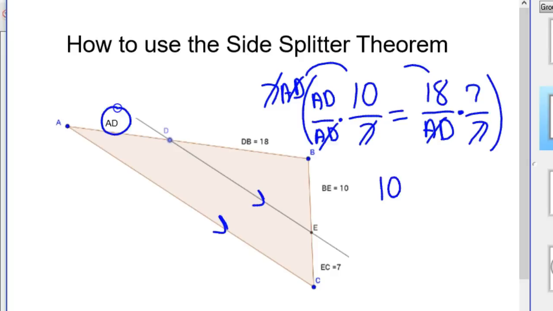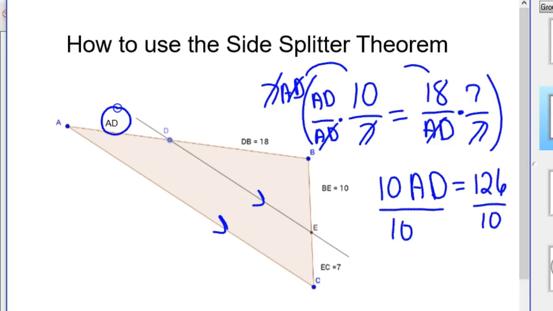So we know that 10 AD equals 18 times 7, which is 126. Then you divide by 10. On the next one I'll just do cross multiplication, but that's really what's happening there. These are rational equations, and we're finding the common denominator so we can solve them. So AD is 12.6. There you go. That's how you use the side splitter theorem.